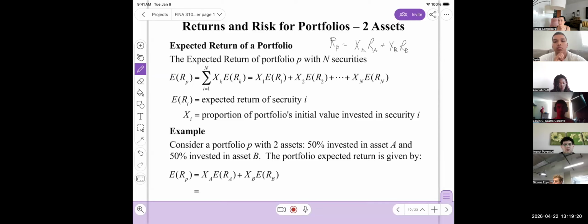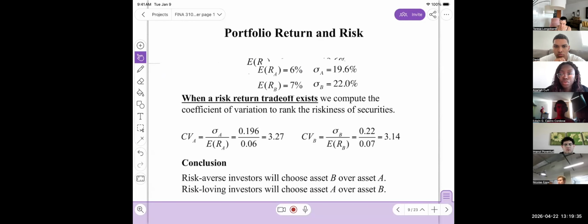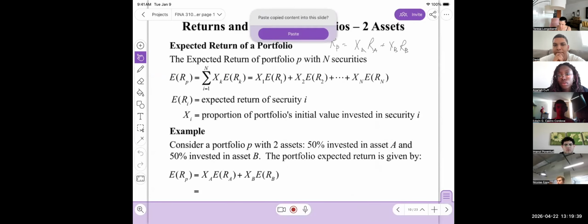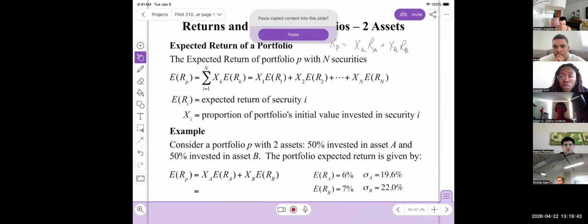So go ahead. X would be the weight, the 0.5, the 50% you're going to allocate to each of the... Exactly. So we're going to work with these two here that I introduced last class. And we're going to combine them.